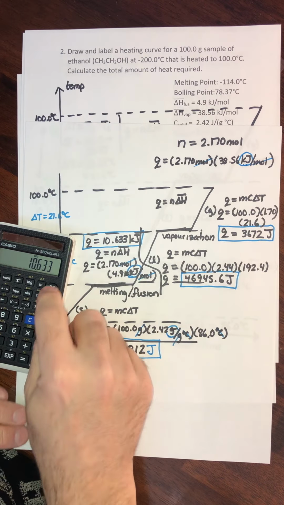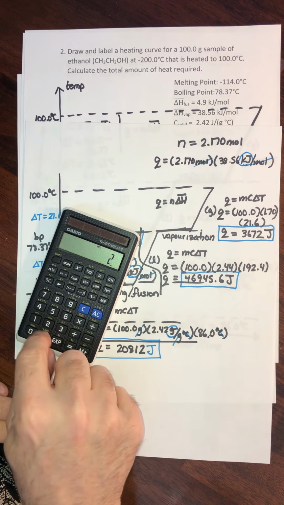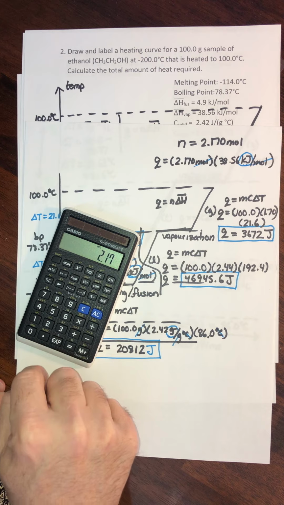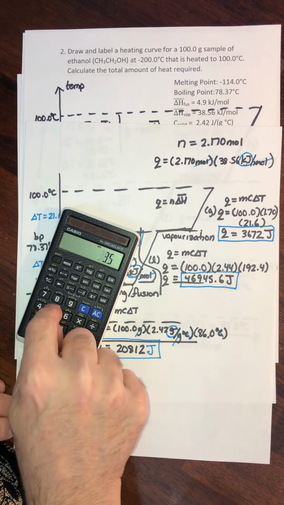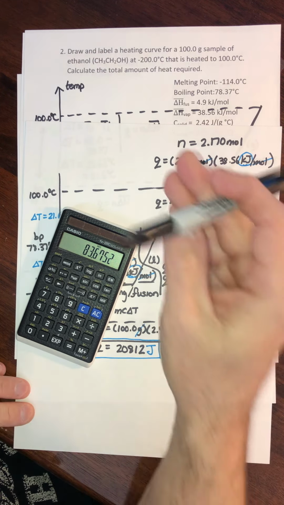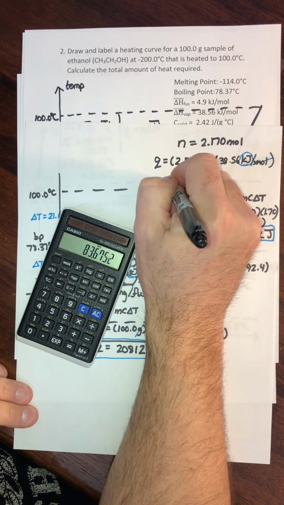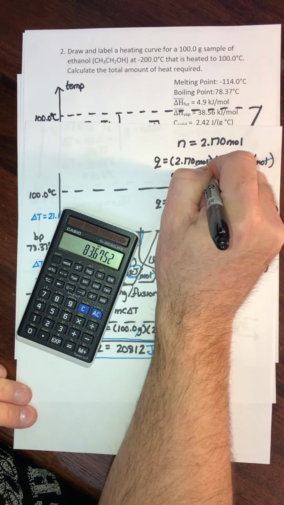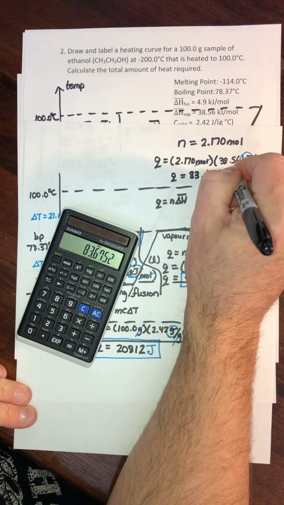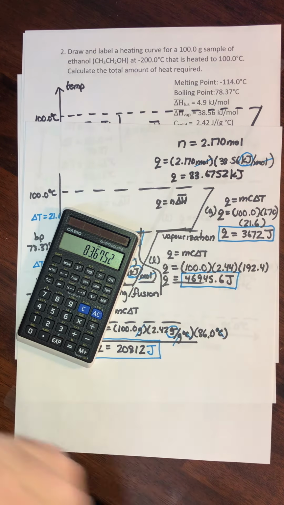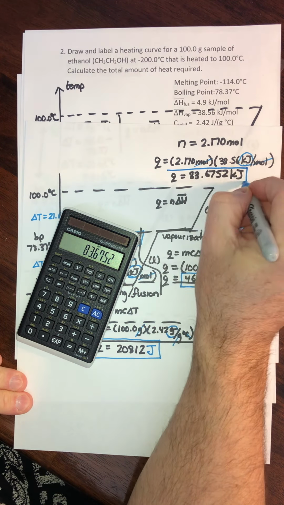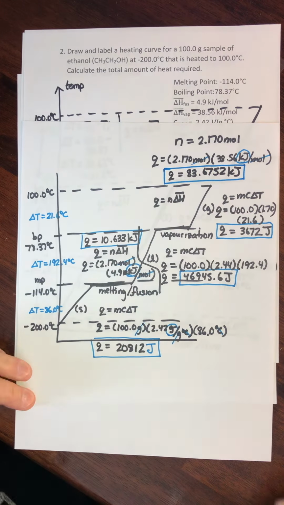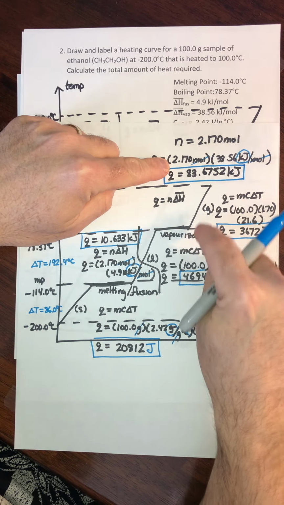And this is a beautiful calculation, right? It's just a multiplication. So 2.170 times 38.56 gives me a Q value of 83.6752 kilojoules. And let's put a little blue box around it. Excellent. So this is the amount of heat required to vaporize.